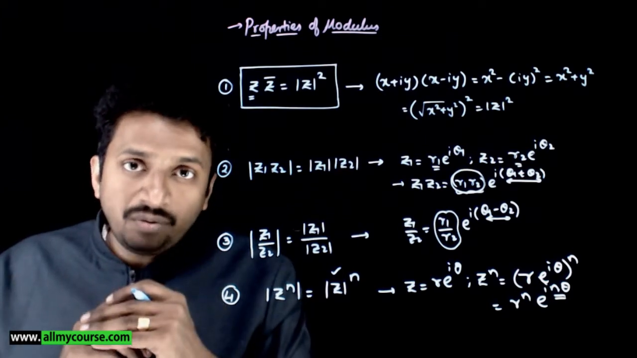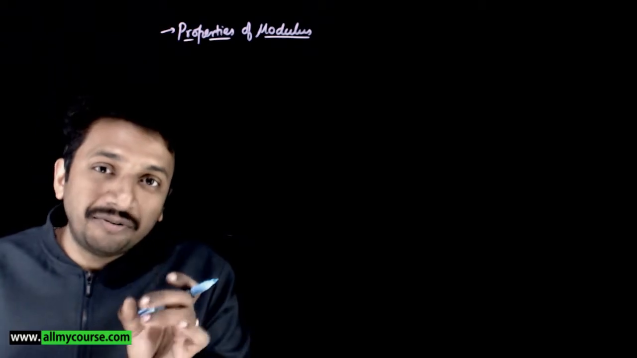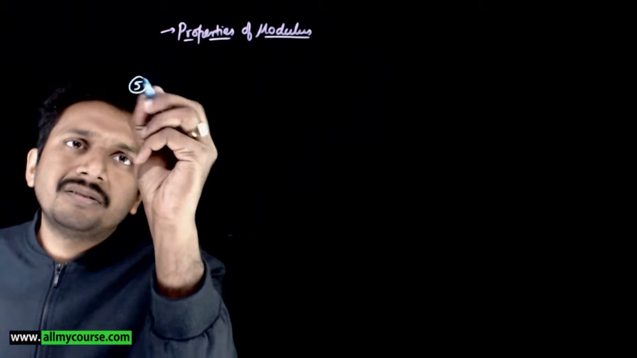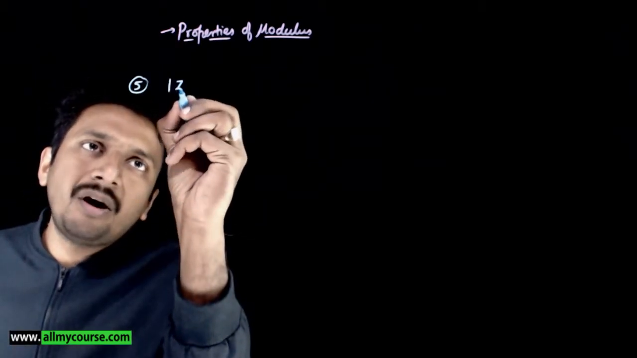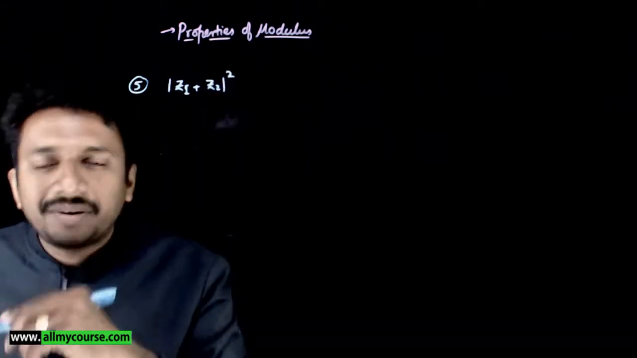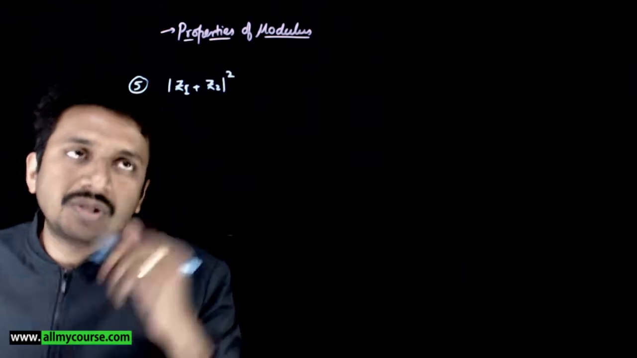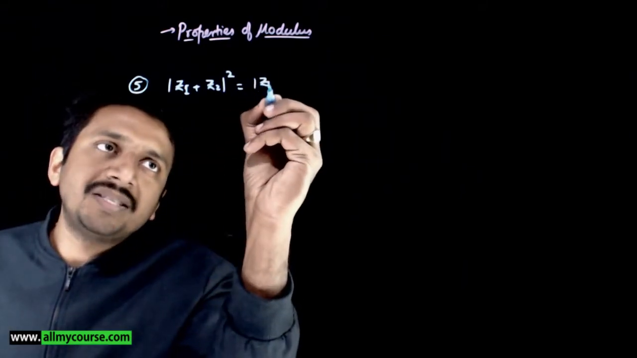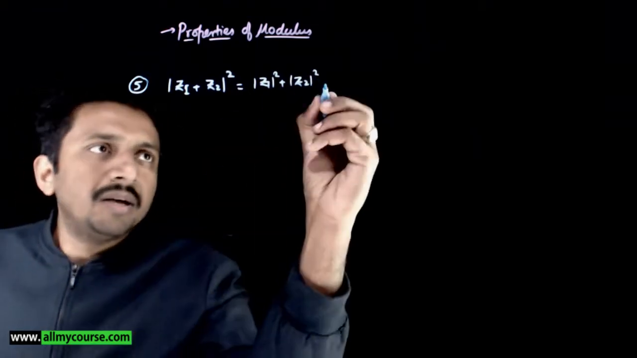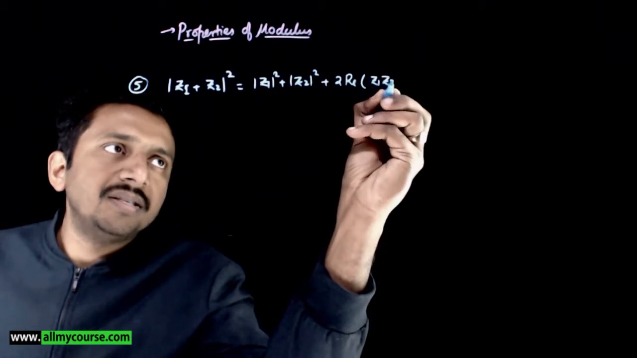Now let us go forward. So the next set of properties deal with calculation of moduluses of complex numbers. So the next property says that mod of z1 plus z2 whole square. So if you add two complex numbers and then take modulus whole square, it is equal to mod z1 square plus mod z2 square plus 2 times real part of z1 z2 bar.